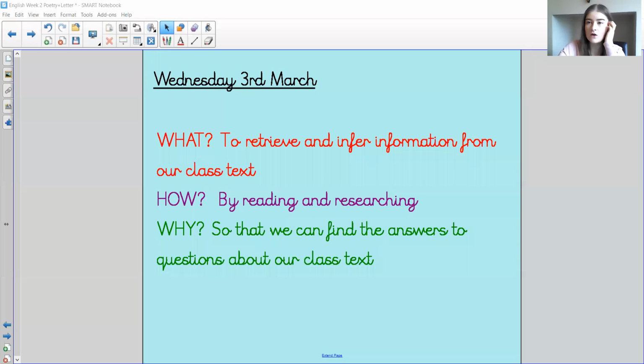So let me get the what, how, and why for you. So we are going to retrieve information and infer from our class text by reading and researching and using those master's magnifiers so that we can find the answers to some questions that I have set up. So before we start, just a quick reminder about what those magnifiers are. Pause the video and note down the master's magnifiers and what you can remember about them, and then we'll go through it in a sec.